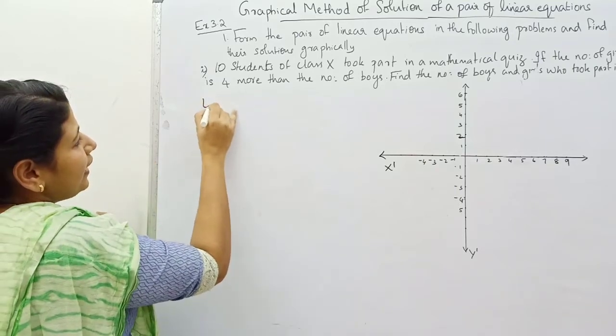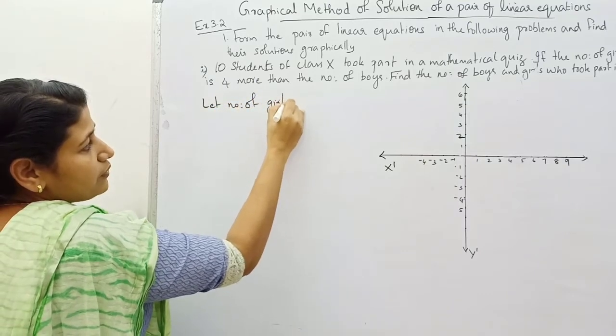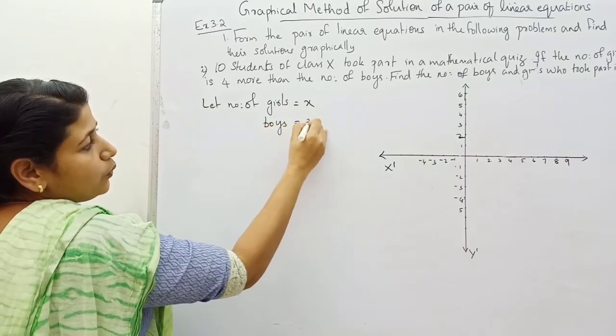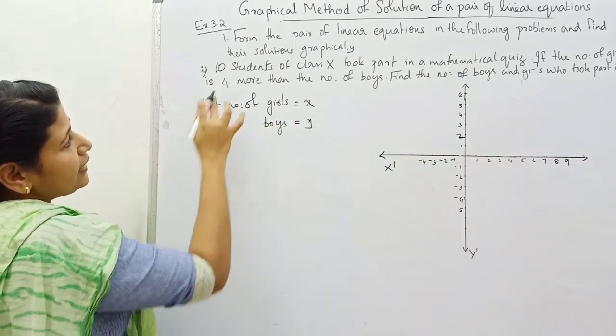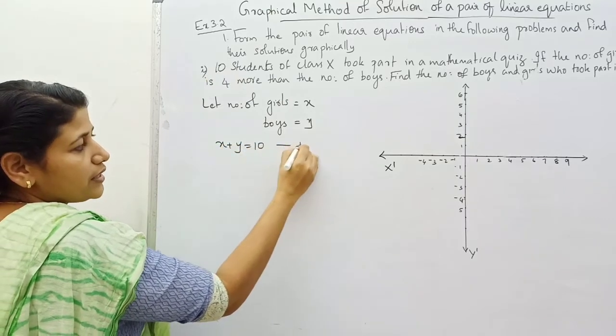So we can take, let the number of girls, since the number of girls is more, be x, and the number of boys be y. And it is given that the total number of students is 10. That means x plus y equal to 10. This is your first equation.